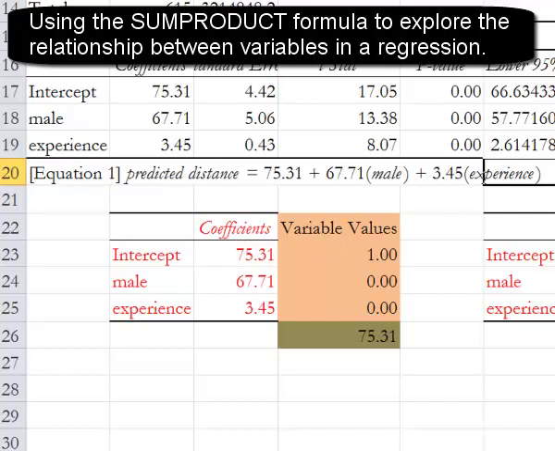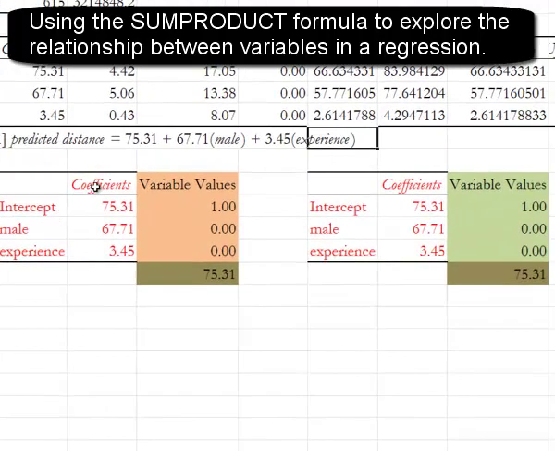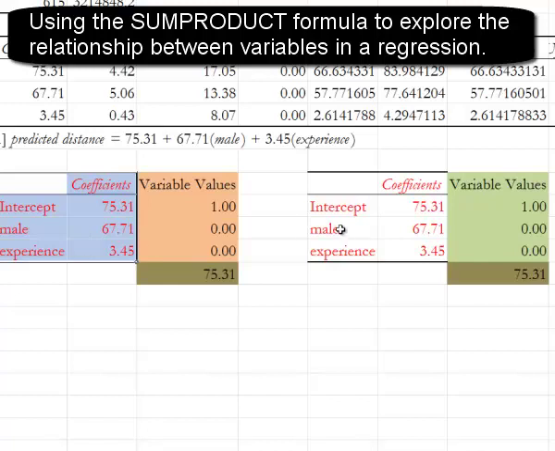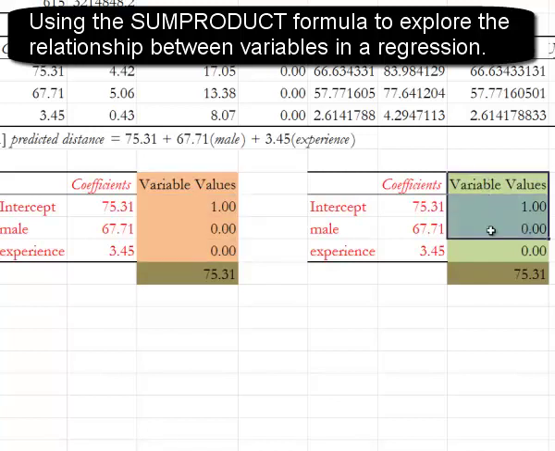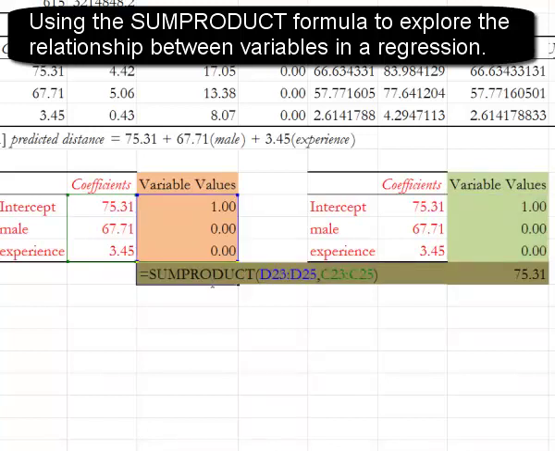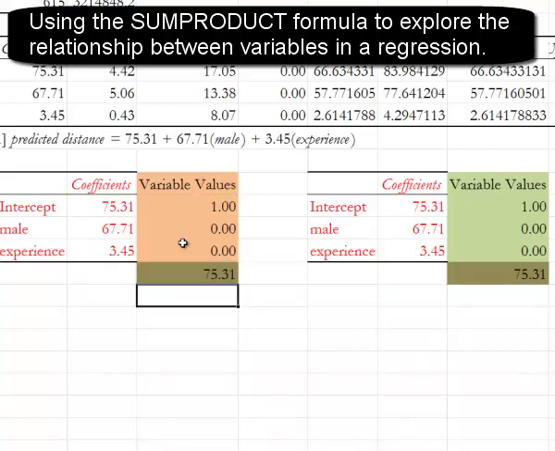Down here I've got two tables, and in each table I have the same variables and coefficients. There's also a column for variable values where we can plug in different values for male and experience. Then we have a sum product formula at the bottom, which takes the coefficients and the variable values you've assumed, and calculates the predicted hitting distance.